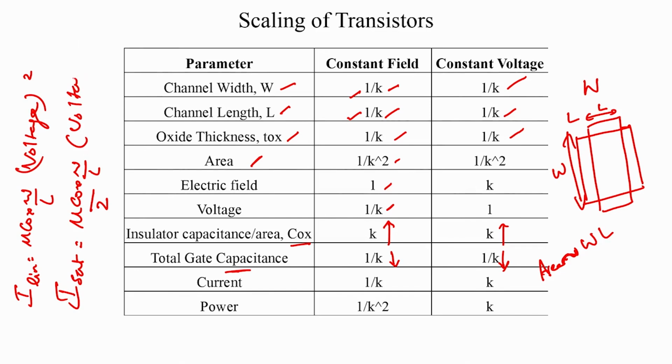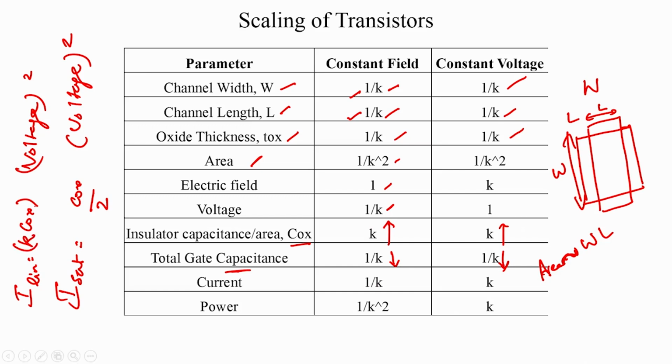Okay. So, what happens if you scale down? So, what are the parameters here that scale? The mobility not so much, W and L scale, but W divided by L does not scale, that is the aspect ratio. Since W scales by K and L scales down by K, W over L does not scale. Cox does scale. So, how does Cox scale in the case of constant field scaling? Cox increases by a factor of K. So, Cox becomes K times Cox.